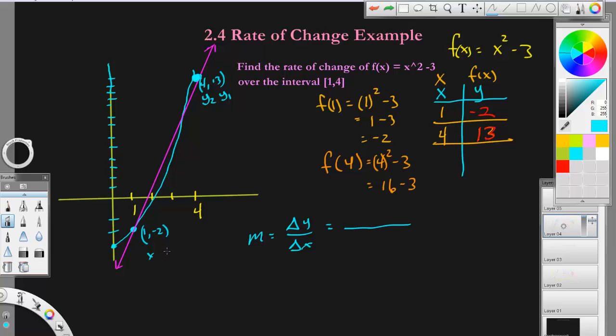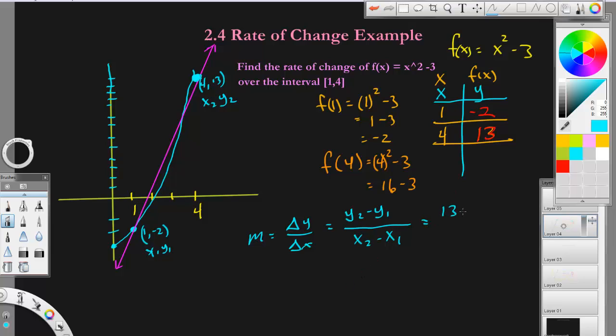See, now happy Friday to everyone. x1, y1, my goodness, x2, y2.